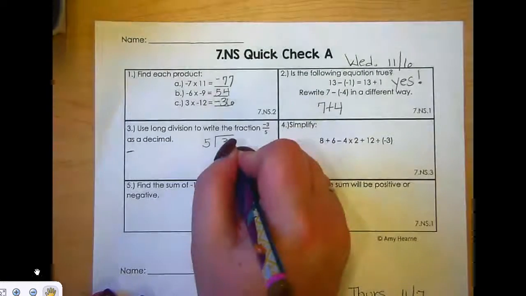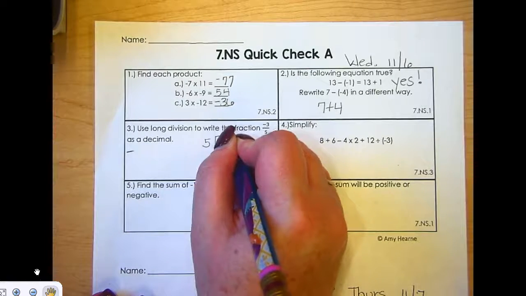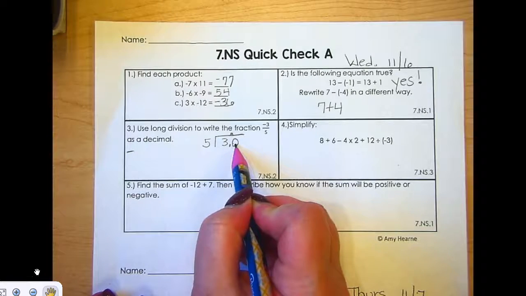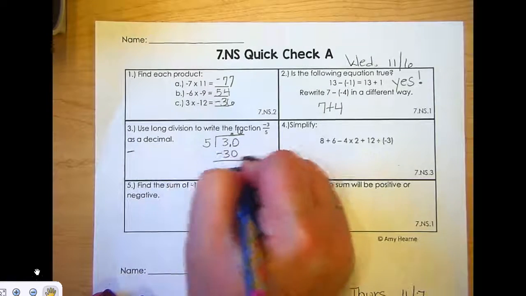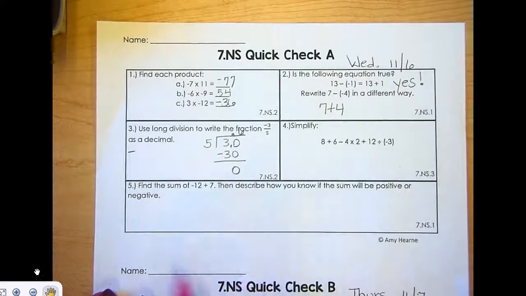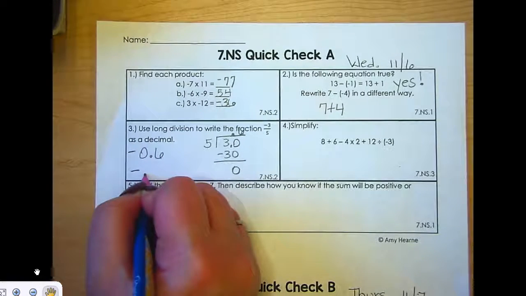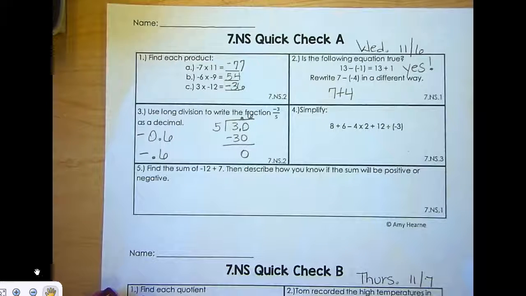And that's called annexing a 0. Move my decimal up. 5 goes into 30 how many times? 6. 6 times 5 is 30. 0. So my answer is negative 6/10, or you can write it like this. Those mean the same thing. One of those two.